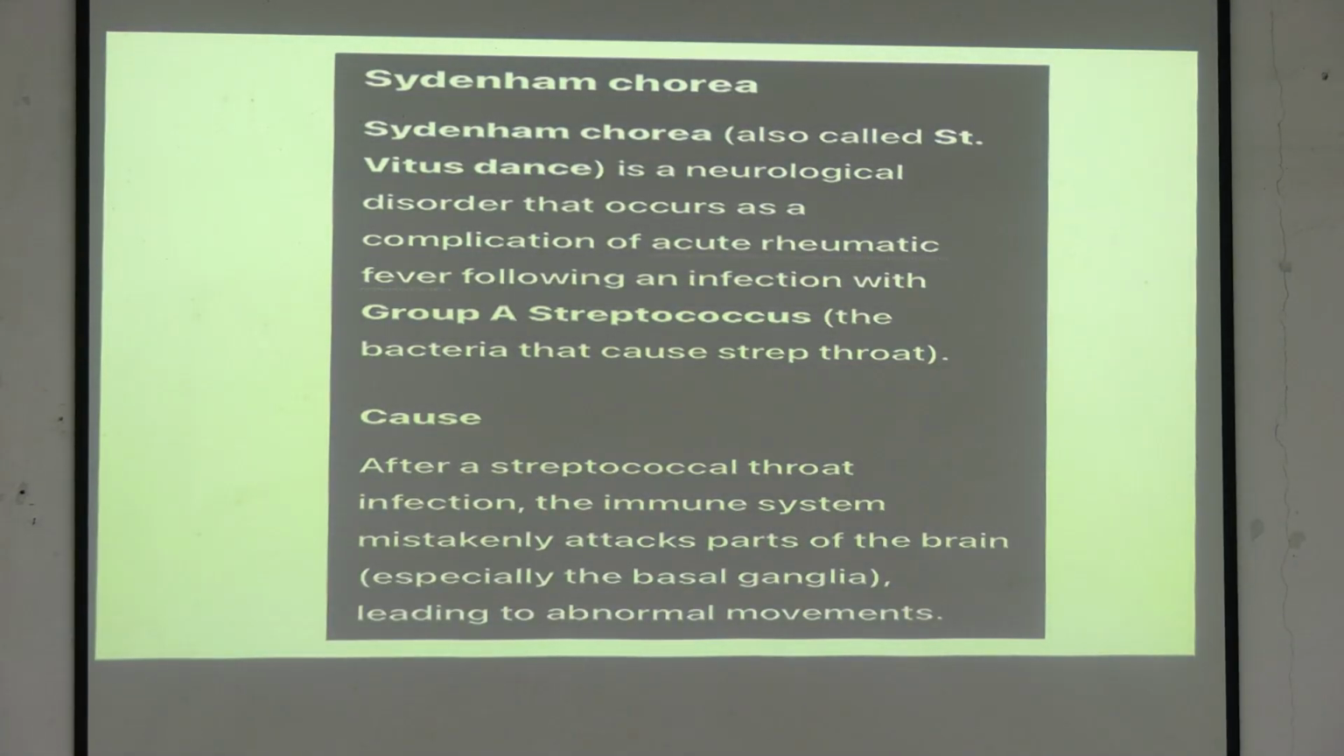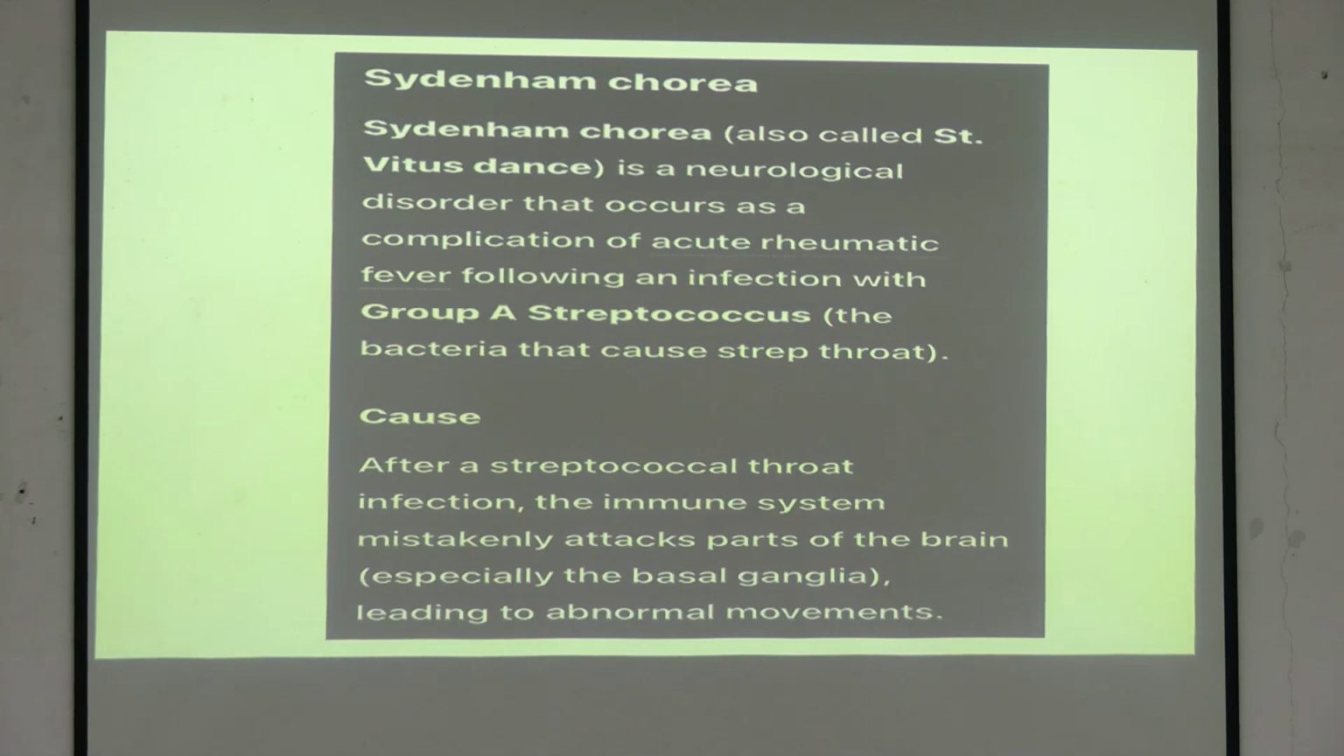Another important one is Sydenham's chorea. Sydenham's chorea is a neurological disorder that occurs in combination with acute rheumatic fever. So Sydenham's chorea is a complication, a symptom of acute rheumatic fever.